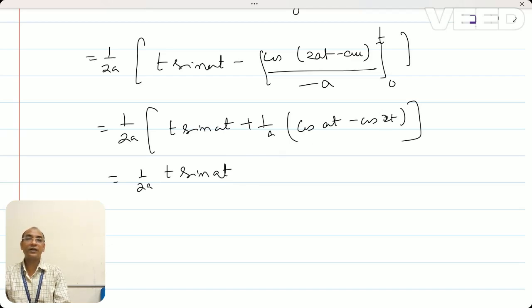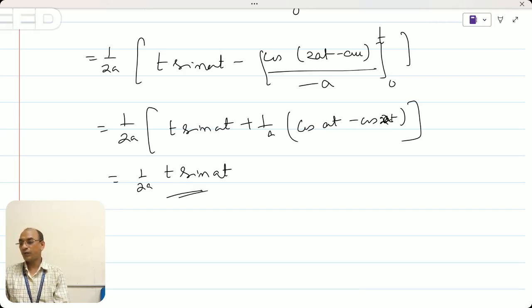Okay, so this will be the use of convolution. This will be the use of convolution.